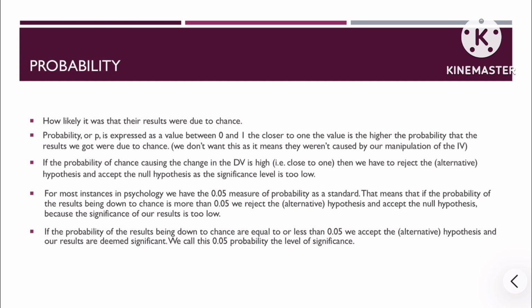If the probability of chance causing the DV is high, then we have to reject the alternative hypothesis and accept the null hypothesis. In psychology, we use a 0.05 measure of probability. That means if we conduct an experiment and the probability of the results being down to chance is more than 0.05, then we reject the alternative hypothesis and accept the null hypothesis, because the significance would be too low for it to be reliable. However, if the probability of results being down to chance is less than 0.05 or equal to 0.05, we accept the alternative hypothesis and our results are deemed significant.